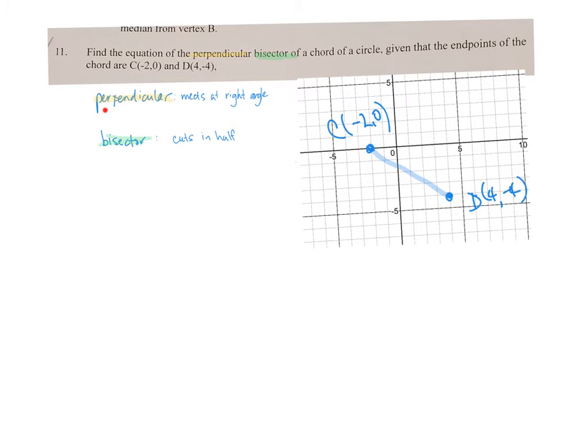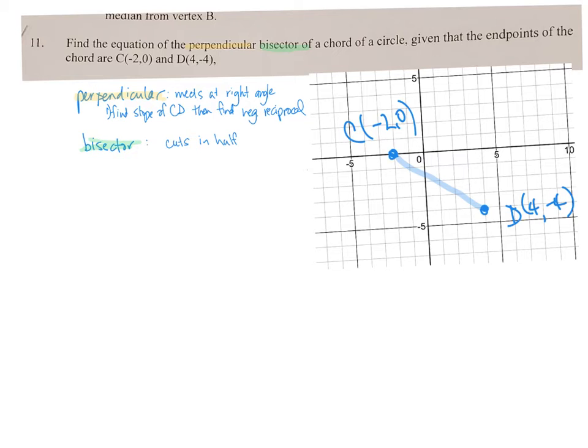So thinking about perpendicular and the things that we've learned, we can determine the slope of this line, and then the perpendicular slope will be the negative reciprocal. So I'll have to find this slope and then find the negative reciprocal.